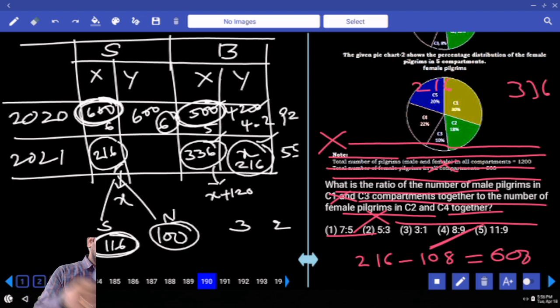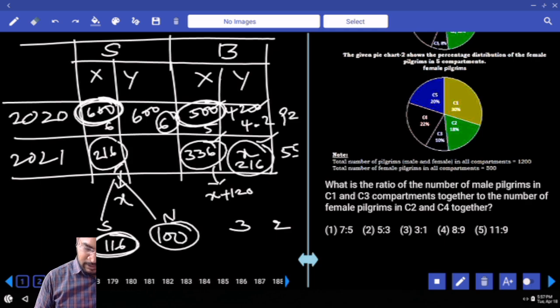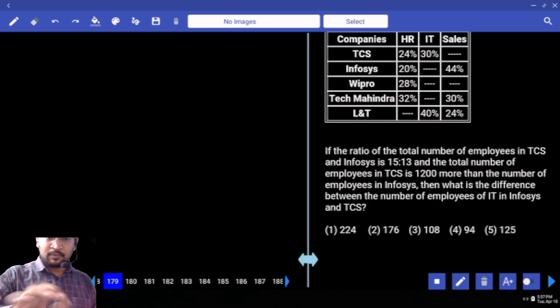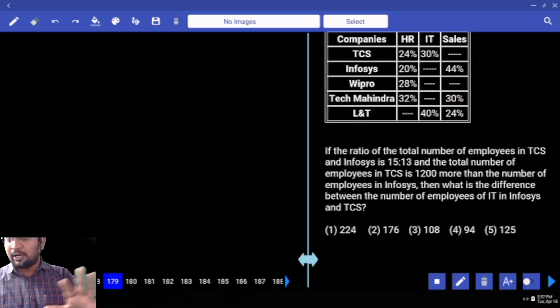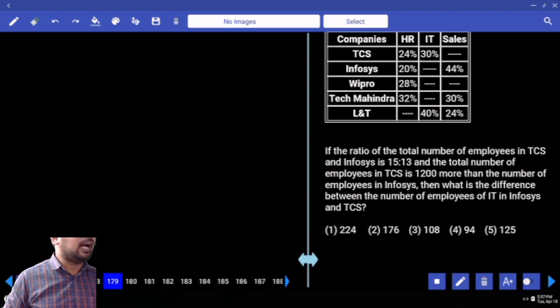Now see the TCS question, TCS Infosys, question 179. There is no need to fill in this data. Don't fill this data. Wherever it is required, then you have to fill it. Is all of it clear?